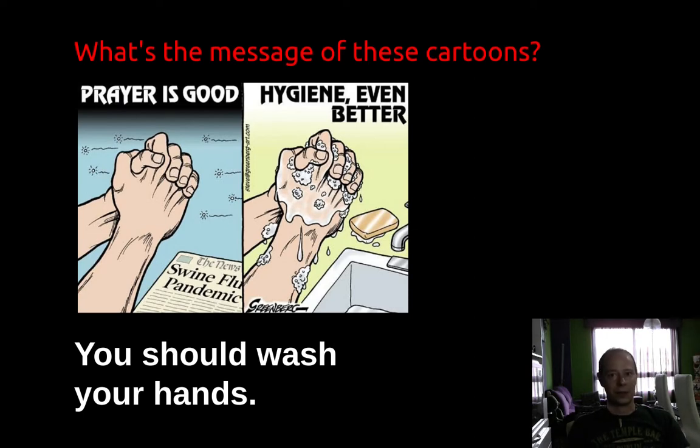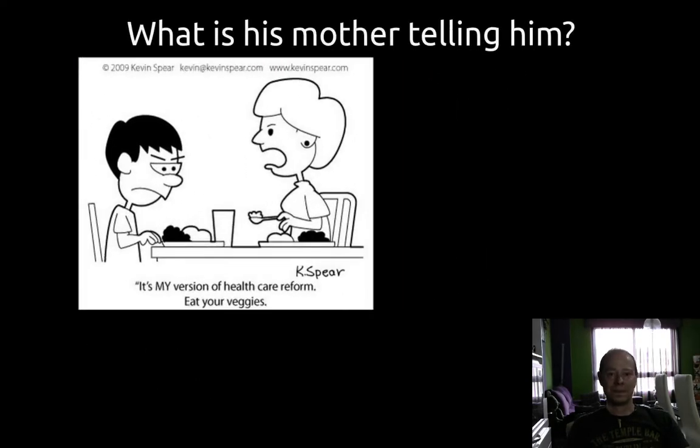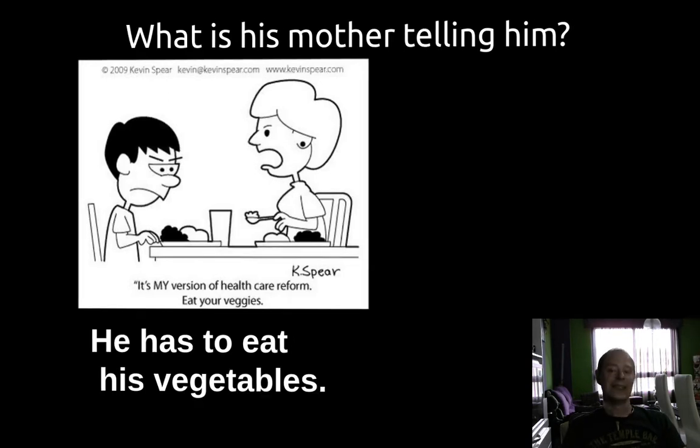I think you can tell quite often these days. Okay, what about this here? It's my version of healthcare reform. Eat your veggies. What is his mother telling him? He has to eat his vegetables. Yes, very good. That's necessity, obligation. He has to eat his vegetables. The mother may say, you must eat your vegetables. The boy will say, I have to eat these vegetables. Okay.